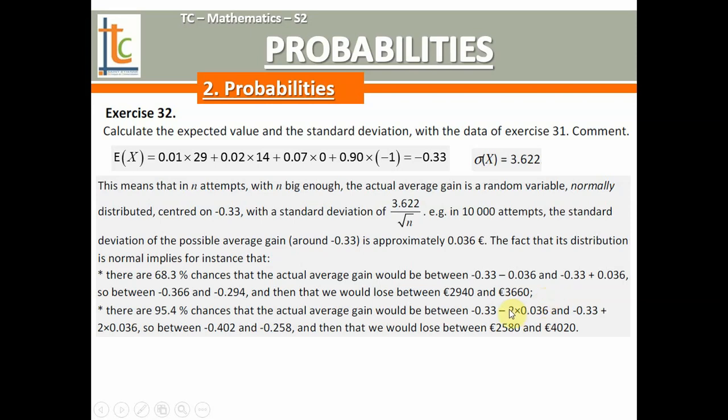If you want to use 2 standard deviations instead of 1, you will create a bigger confidence interval, okay? Its size will be multiplied by 2. So now it will go from negative 0.4 to negative 0.258 instead of the former one. But by taking 2 standard deviations, you improve your confidence level, of course, and it will be improved from 68% to 95.4%.